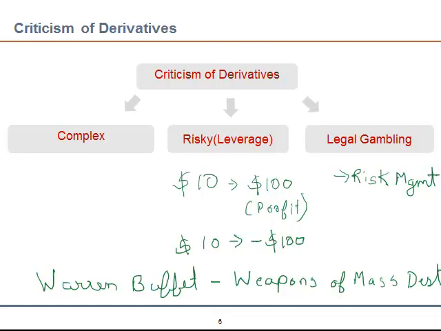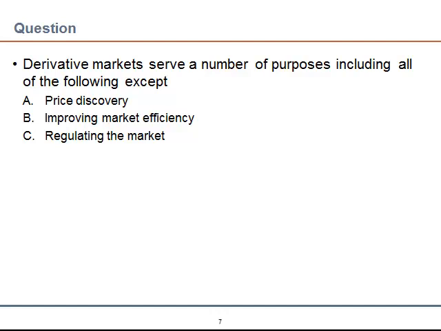We shall now test our understanding with a few questions. To begin with, let us see this question. Derivative markets serve a number of purposes, including all of the following, except which one? So we need to find out which of the following is not a purpose of derivatives. Derivatives, as we discussed, do help in price discovery. They help in improving market efficiency because they help in hedging or effective risk management. But they do not help in regulating the market. Regulating the market would be the job of regulators, not derivatives. Hence, this is the right answer.